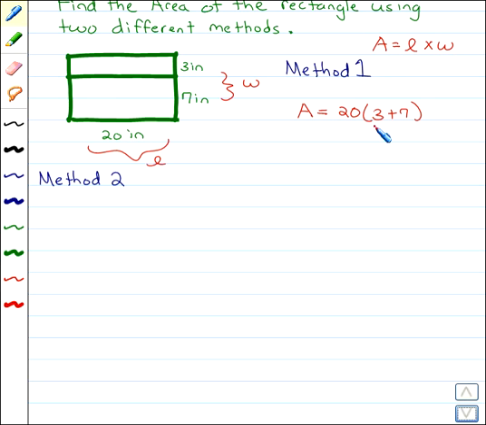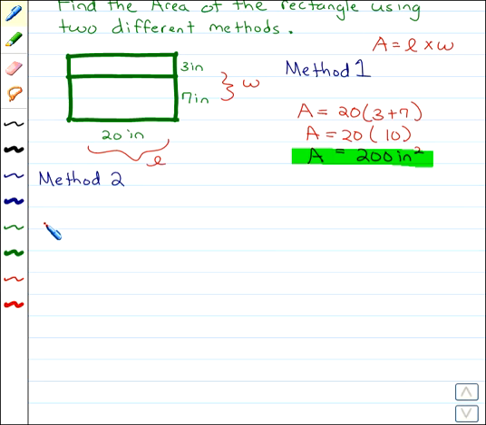Now we're going to do what's inside parentheses first. 3 plus 7 is 10, and then we have 20 on the outside of our parentheses. So we have 20 times 10, which will give us 200, and this is our area, so it's inches squared because our units are inches. So our area is equal to 200 inches squared. Now I want you to use a different way of finding the area of this rectangle. Not the same way we did it here, but a different way for method 2, and then hit continue when you're ready and we'll go over it together.